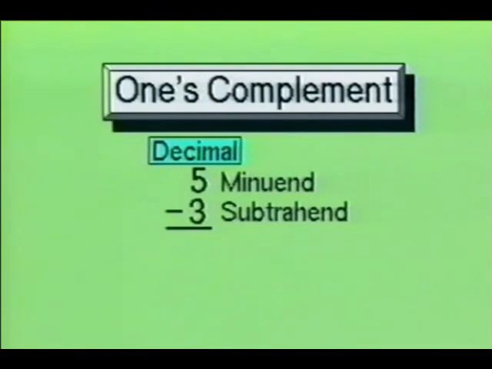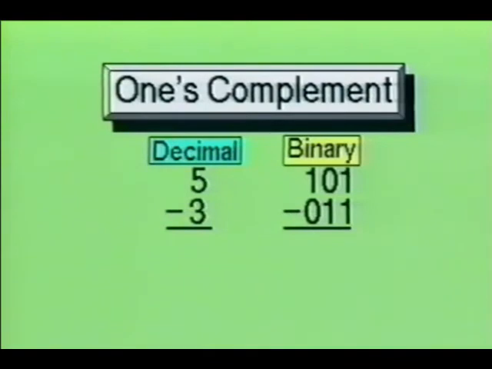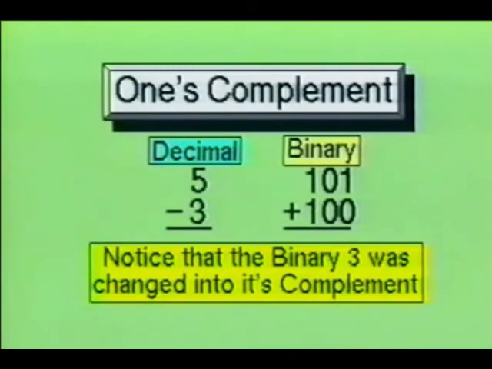In the first example, we will start by subtracting decimal number 3 from decimal number 5. 5 will become the minuend, and 3 will become the subtrahend. First, we must convert the minuend and subtrahend into their binary equivalents. Next, we change the subtrahend into its complement number. This changes the binary 3 into 100. Then we simply add the numbers together.